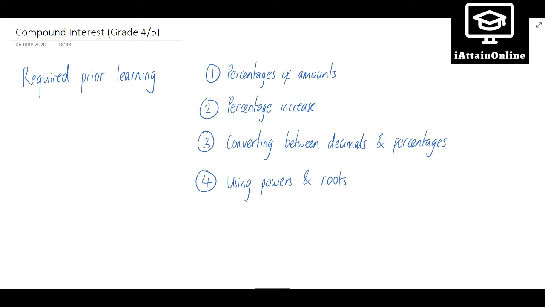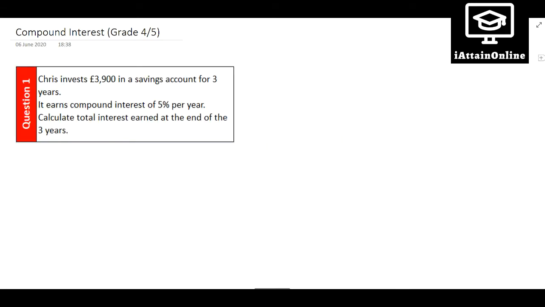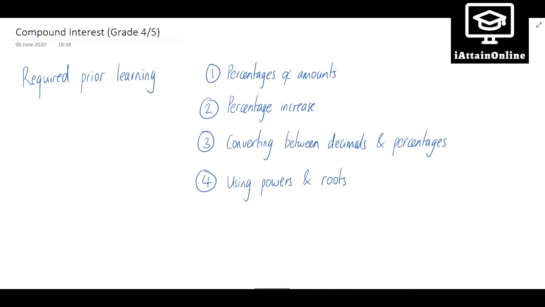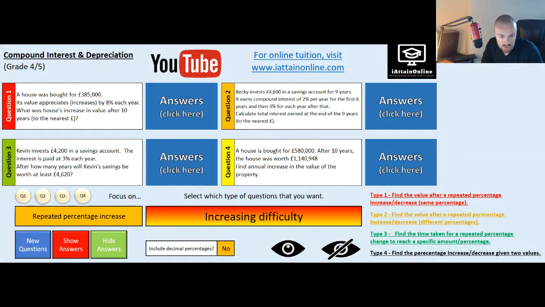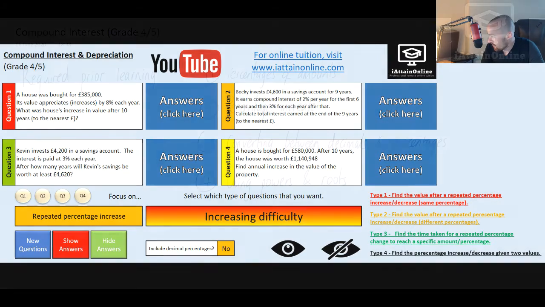So I've got 4 examples, and if any of the questions you are looking at look similar to the ones on my question generator here, then those are the types of examples that we're going to go through, and they might be useful to you. So 4 examples.